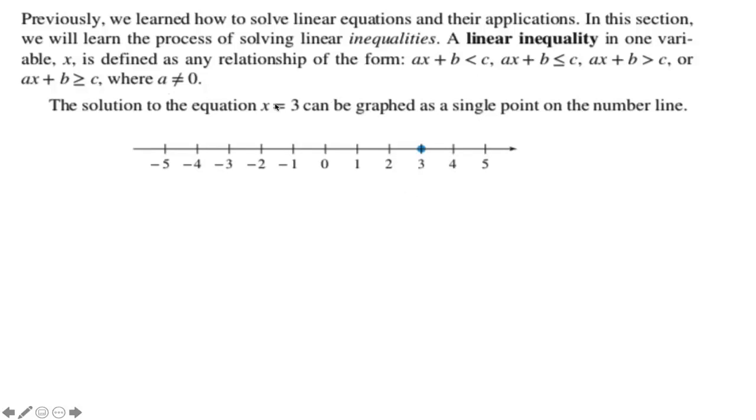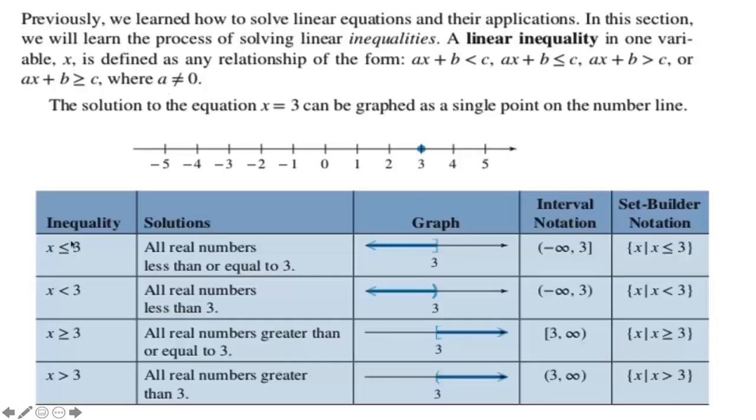And so if I look at the equation x is 3, then that is just one point, a single point on the number line. But if I look at x is less than or equal to 3, that means I want all real numbers less than or equal to 3, so I want 3 and all the numbers less than it. So graphically it looks like this.